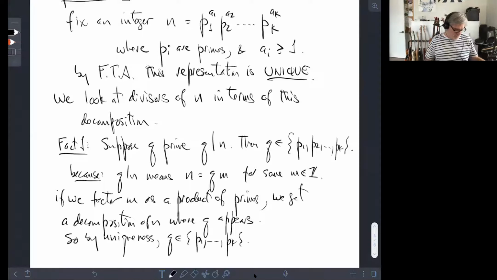Just try to see that if Q divides n and Q is a prime, then Q must appear in some decomposition of n as a product of primes, right? But if it does, it must be one of those primes that I started out with, because that representation is unique.